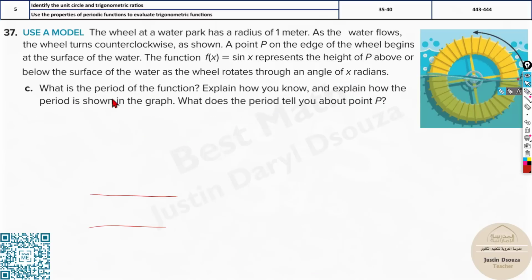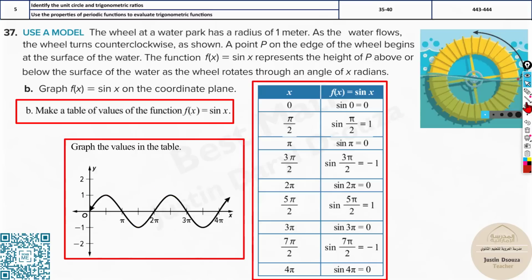Now we will go to the next one. What is the period of the function? Explain how you know. Explain how the period is shown in the graph. What does the period tell you about the point P? Let's go back to the graph over here. What is the period? Period is when the graph repeats itself.